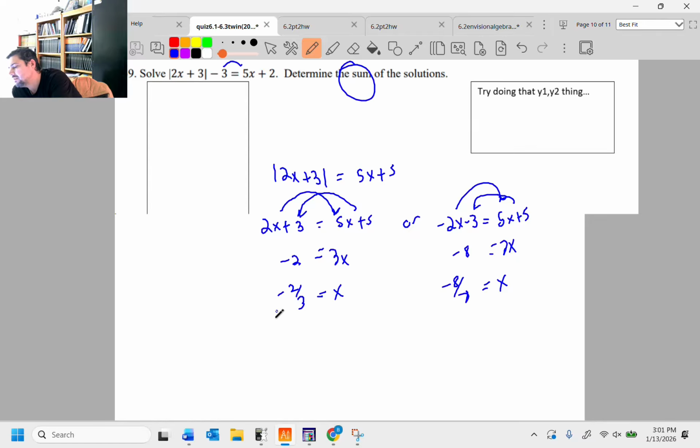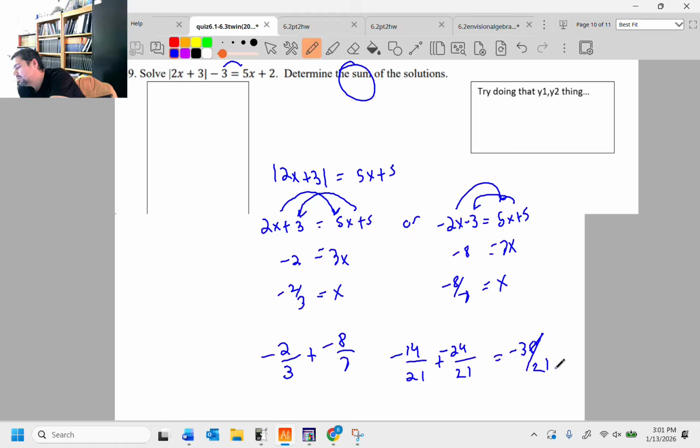And they wanted the sum of the solutions, so you're supposed to go back to 5th grade. And preferably you do this by hand. The least common denominator between 3 and 7 is 21. It has always been 21. Negative 2/3 is negative 14/21. And negative 8/7 would be negative 24/21. And then we just put like terms together. Negative 14, negative 24. I believe that's negative 38 over 21. And that's how I do it.